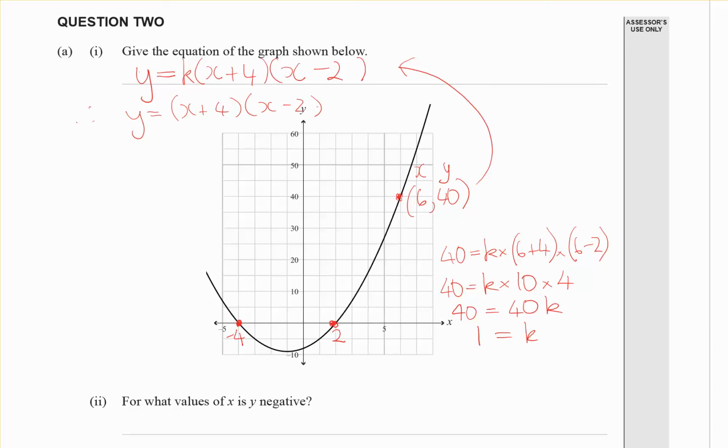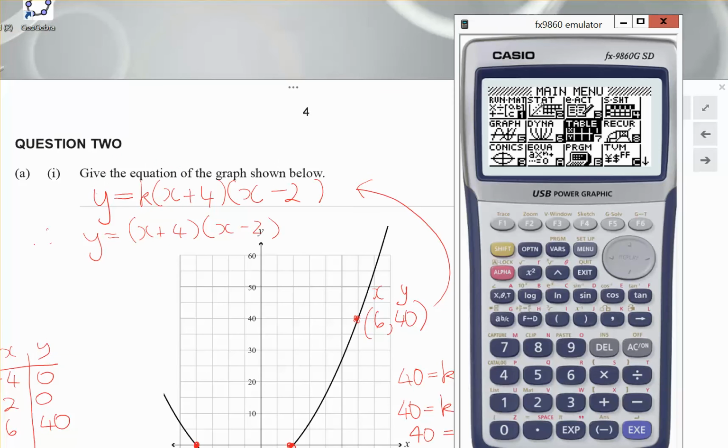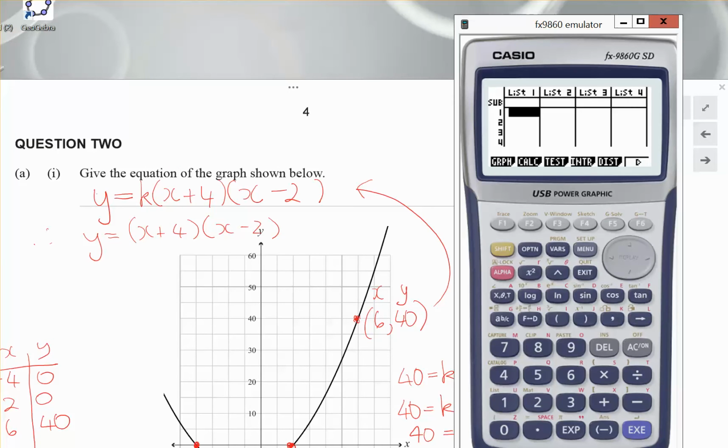We could also have done it by finding 3 points on the curve. So every graph has a table associated with it. We've got the points -4, 0. We've got the point 2, 0, and we had the point 6, 40 as well. We go into our calculator. We're going into stat. We put in the values from the table. And you can do it slowly as well.